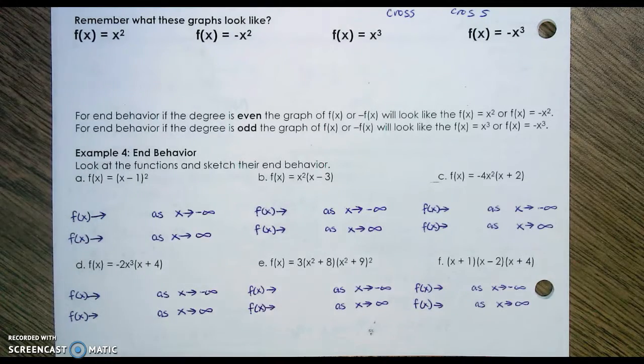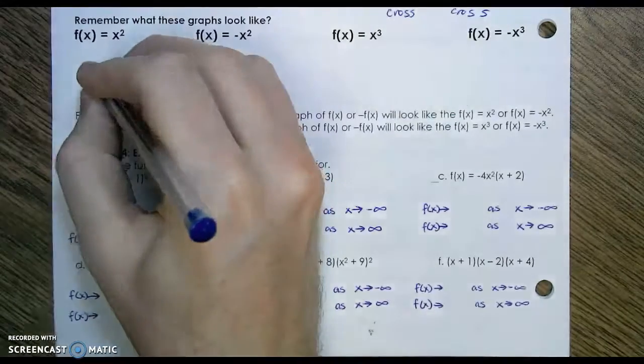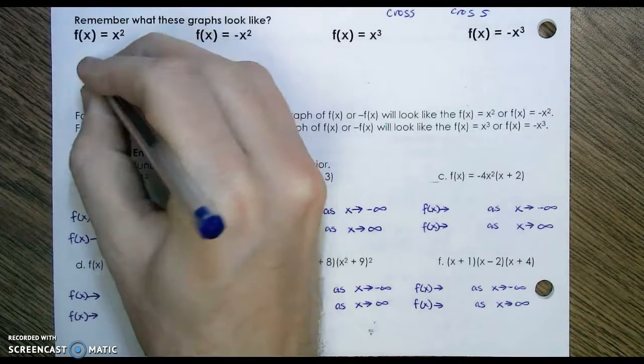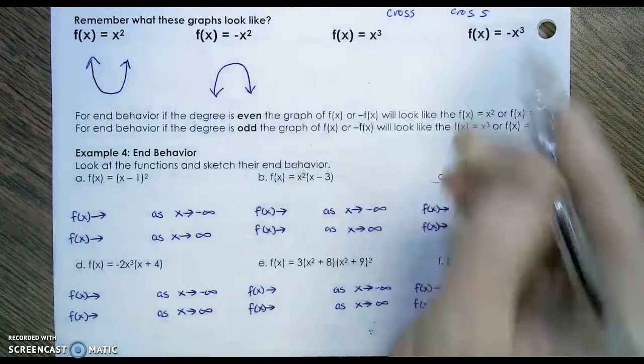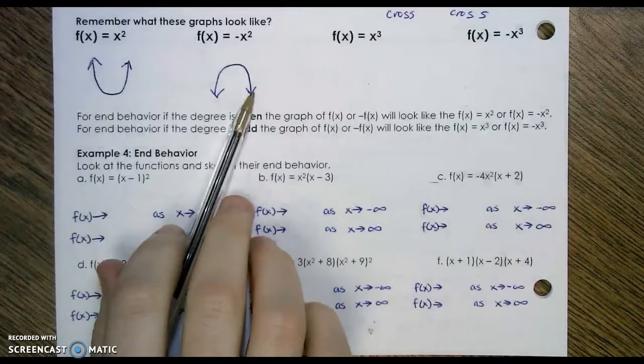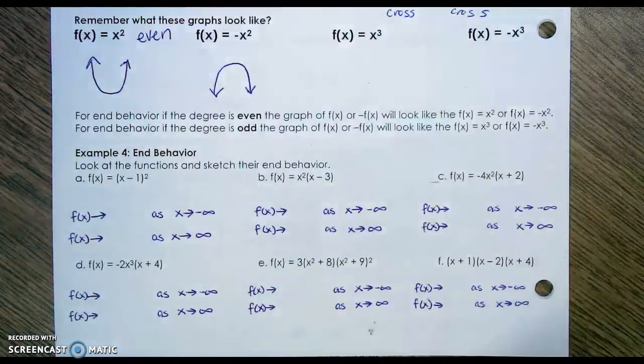Okay, so let's review what we have here. If we've got x squared, if it's positive, it'll look like this. And if it's negative, it'll look like this. And so what we're going to do is use these graphs to describe all even degree polynomials.